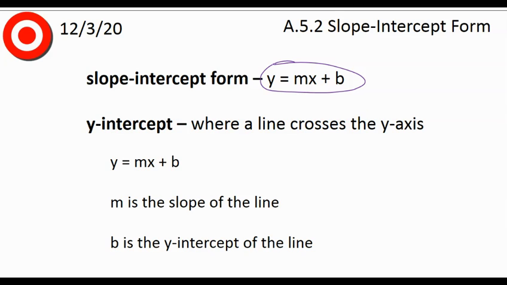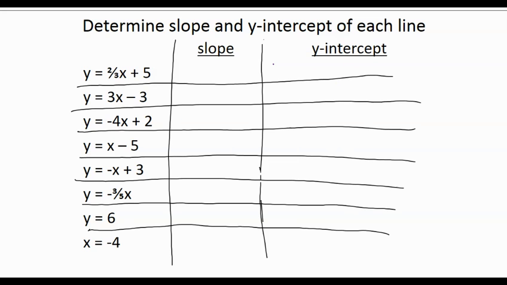Slope-intercept form is the basic equation of a line on a coordinate plane. So the other definition you have is the y-intercept, and that's where a line crosses the y-axis. And that's important because in slope-intercept form, y and x will always be y and x. But m and b will be numbers. M will represent the slope of that line, and b will be the y-intercept of that line, where that line crosses the y-axis. So let's take that information and let's do this.